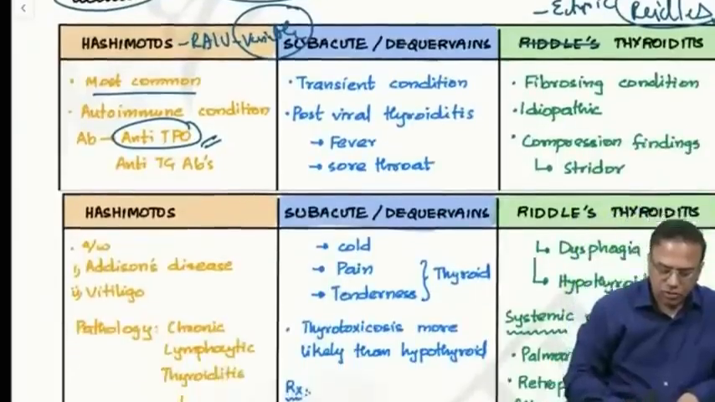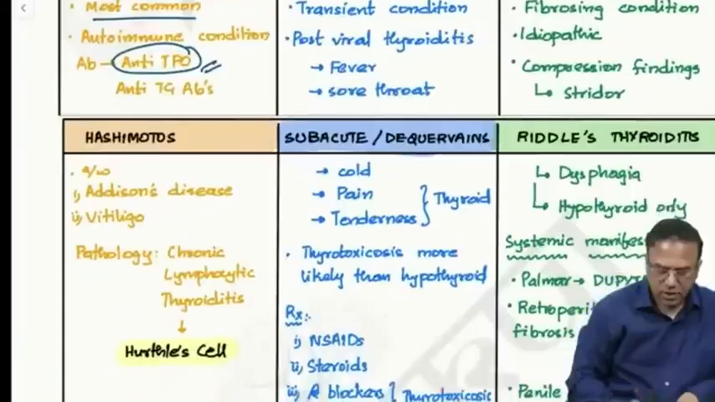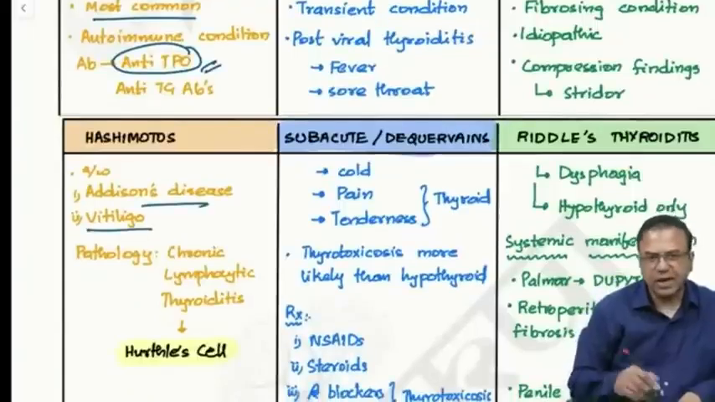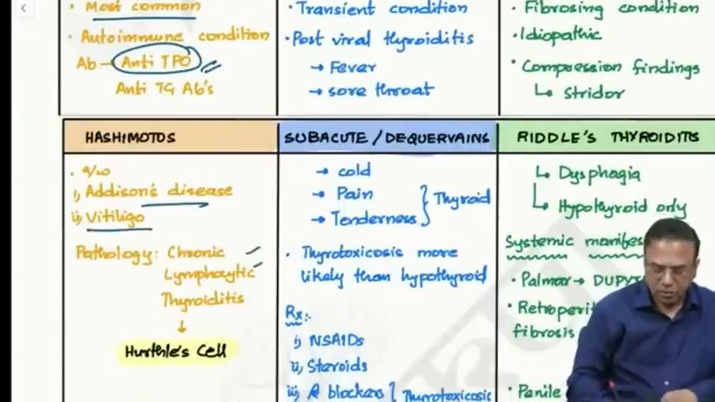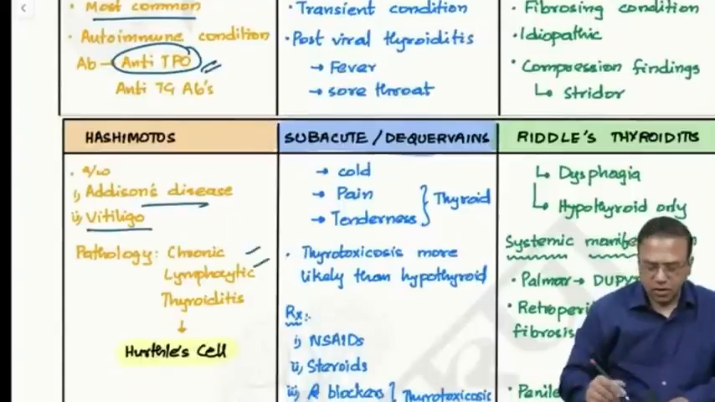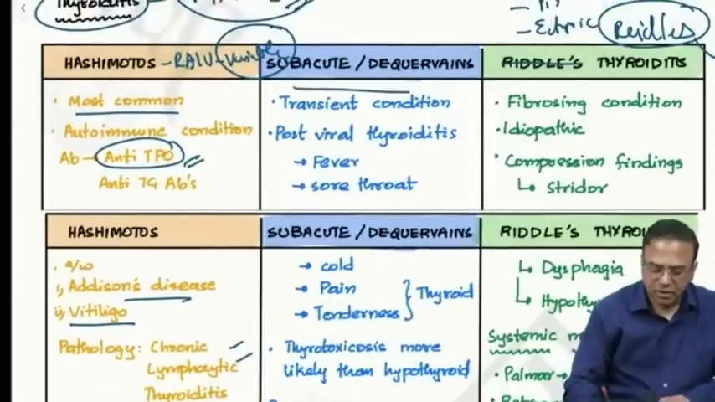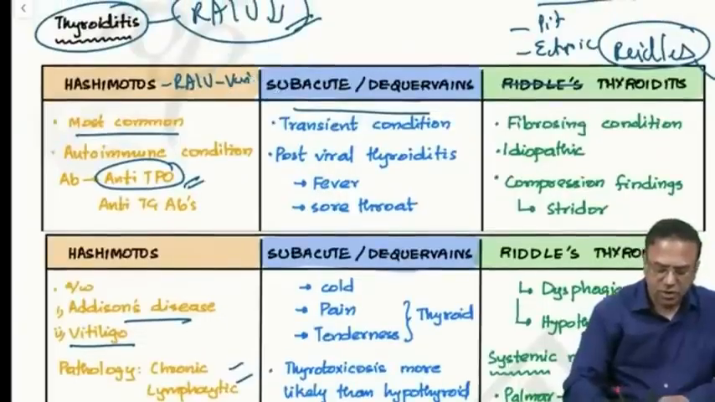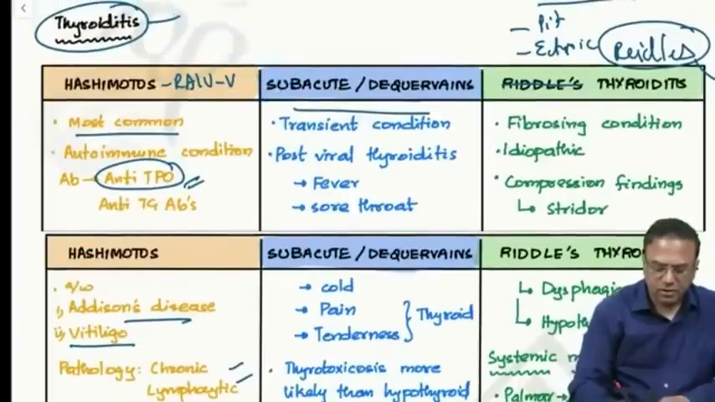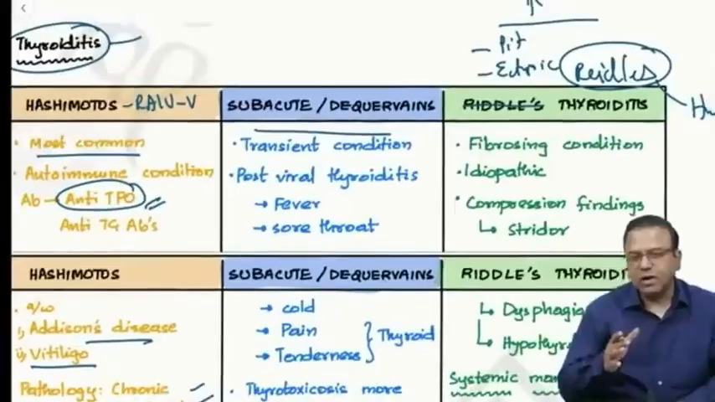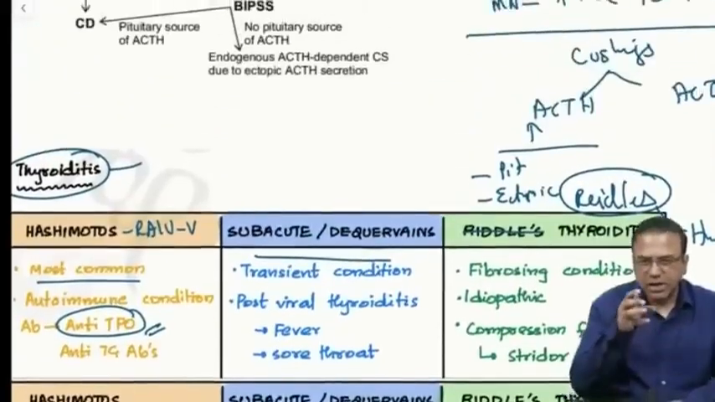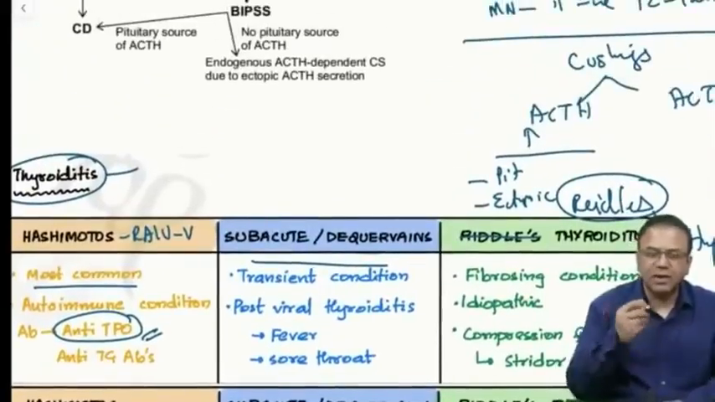So Hashimoto's is anti-TPO antibodies. It comes with other autoimmune diseases like Addison's and vitiligo, and the pathology will show lymphocytic infiltrates. Okay, all these are features of Hashimoto. Subacute thyroiditis is a transient problem. It's a viral infection. Now what's interesting about subacute thyroiditis is the natural history of all thyroiditis: initially they leak thyroxine and later they deplete the thyroxine.